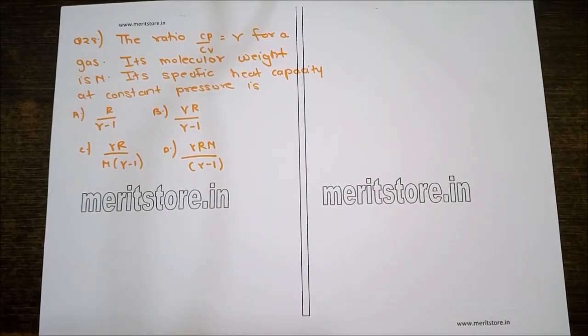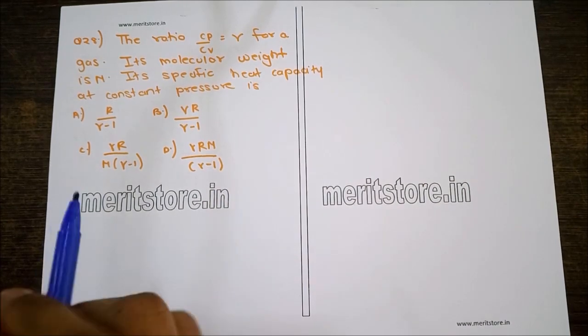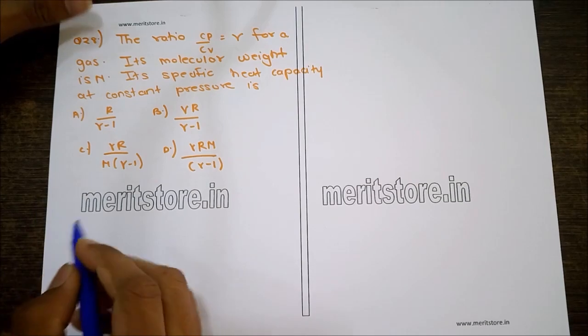The ratio Cp upon Cv is equal to gamma for a gas. Its molecular weight is m. Its specific heat capacity at constant pressure is, the options given are R upon gamma minus 1, gamma times R upon gamma minus 1, gamma times R upon m into gamma minus 1, and gamma times Rm upon gamma minus 1. Now let us solve this sum.